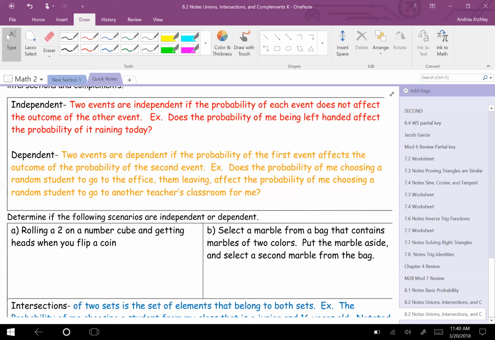Okay. Our example is, does the probability of being left-handed affect the probability of it raining today? Not at all, right? They're not related at all. So those are both independent events.